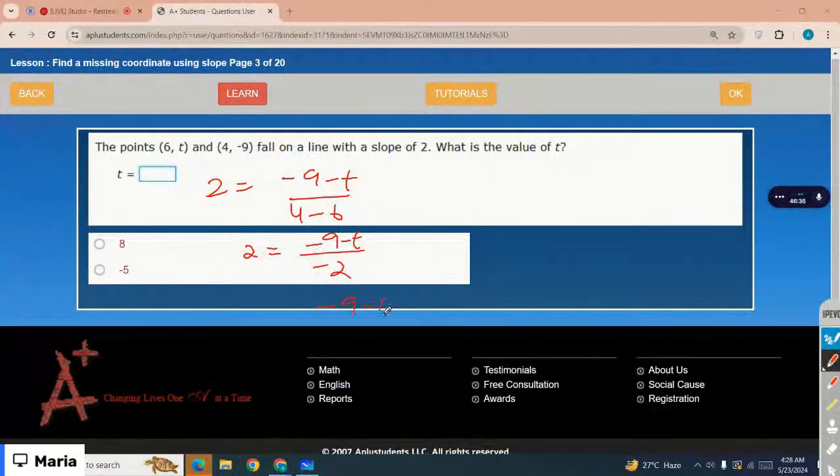So -9 minus t equals -4. So negative t equals -4 plus 9. Negative t equals 5 and t equals -5. So the correct option is t equals -5. Option number 2 is the correct option.